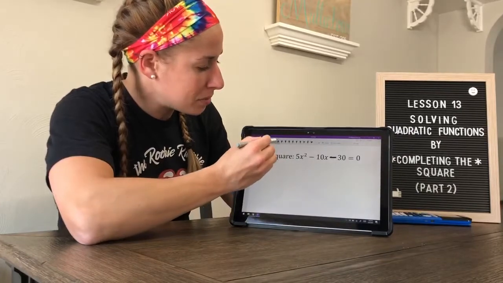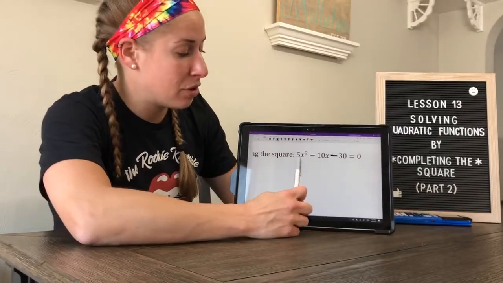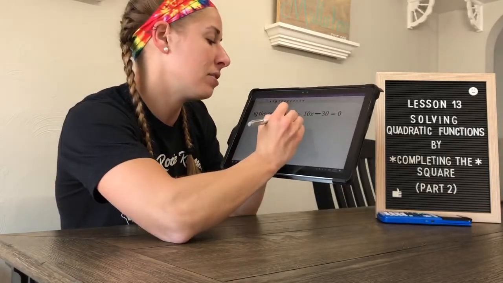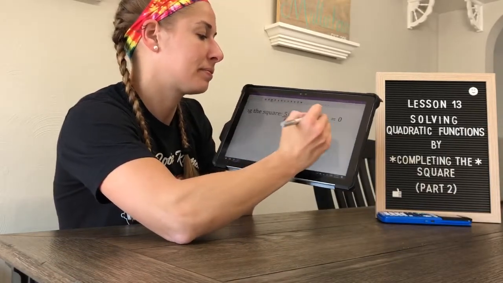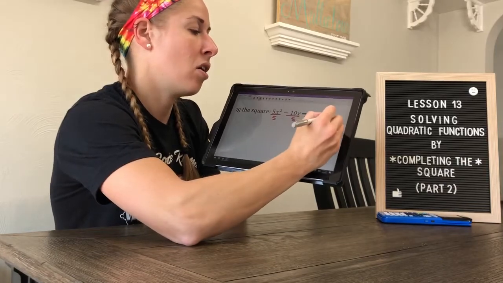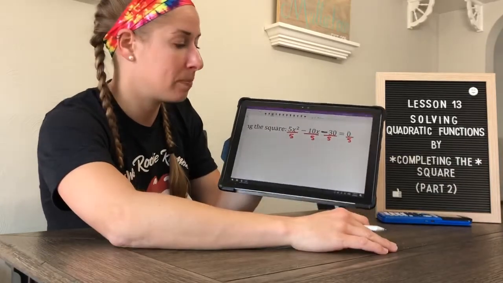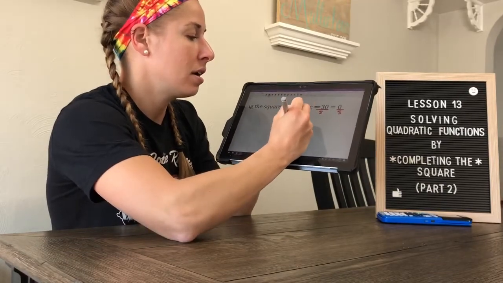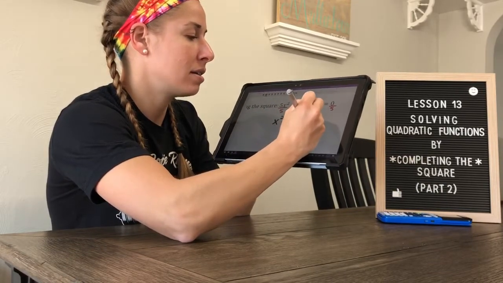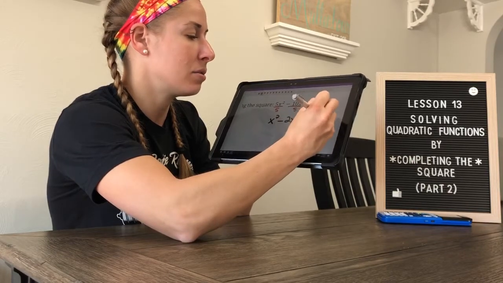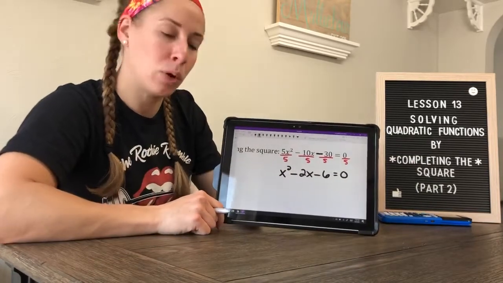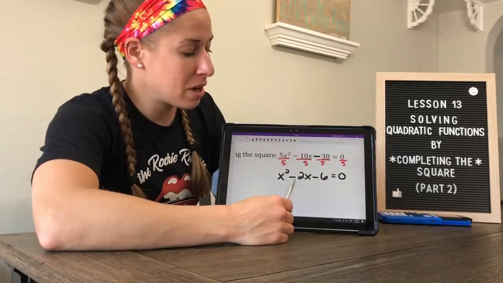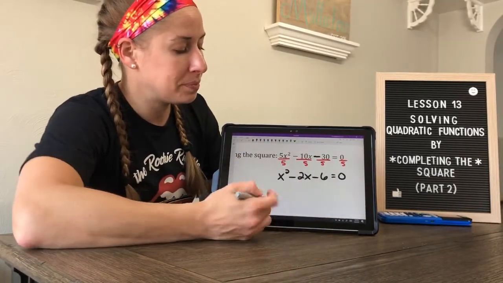Okay, so in order to get a leading coefficient of 1, we have a 5 currently, so we need to divide every single term by 5 on both sides of the equal sign. And then what we get is x squared minus 2x minus 6 equals 0. Boom. Now this is just like lesson 12. X squared minus 2x minus 6 equals 0.